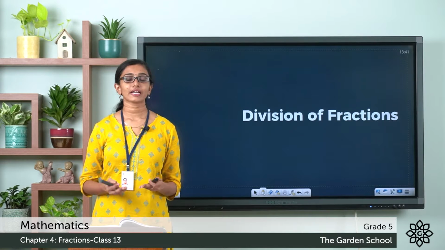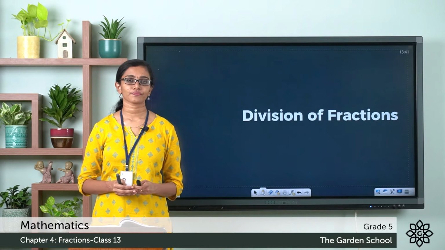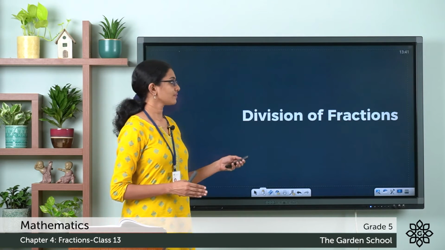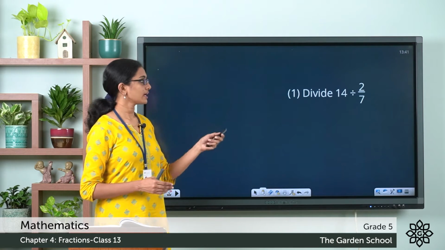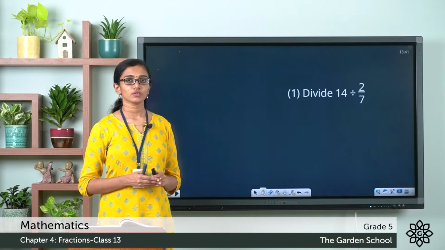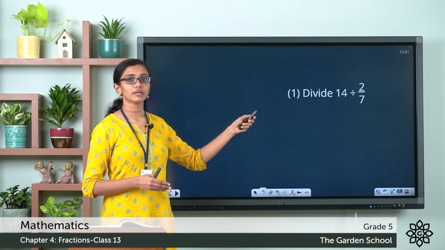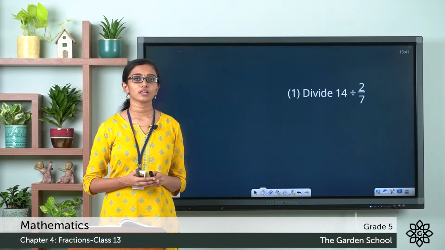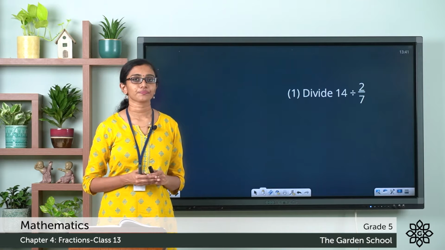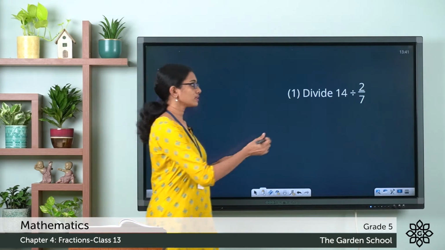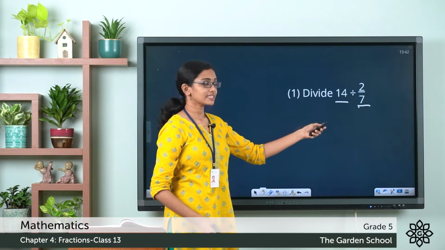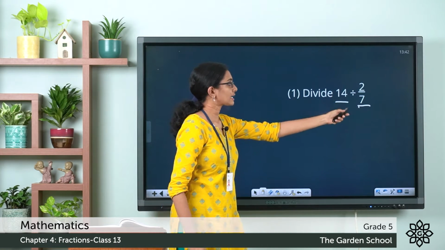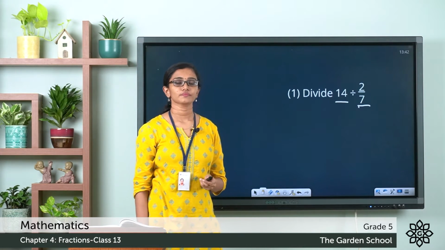Let's learn how we can divide fractions today. So all of you have a look at this question here. Divide 14 by 2/7. So we have a whole number divided by a fraction. How do we work this out? One is a whole number whereas the other one is a fraction. That is, the dividend is a whole number and the divisor is a fraction.